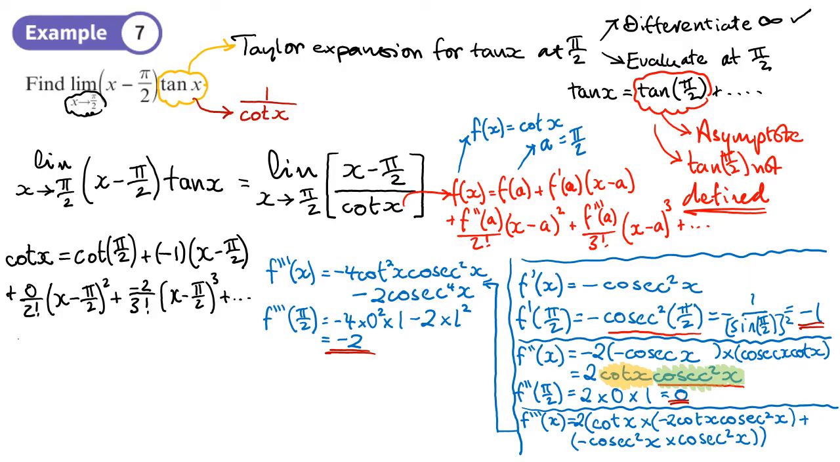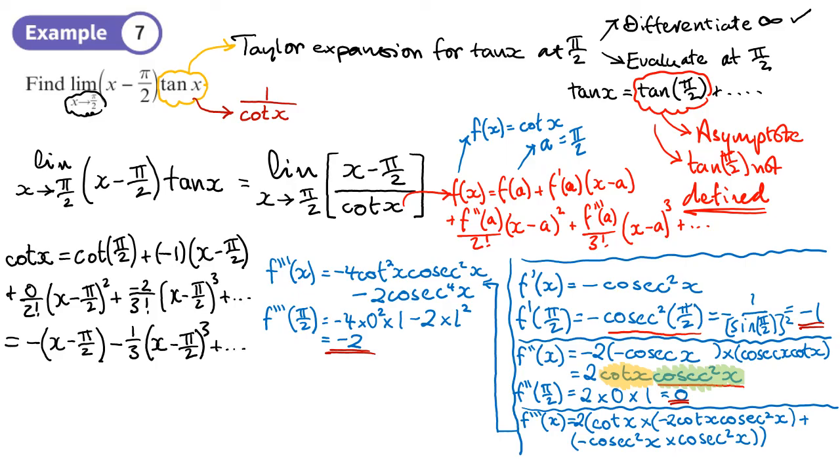Right, now let's simplify this. So first of all, cot of pi over 2 is 0, so we don't need to write anything down. Then this is going to be negative, and then x minus pi over 2. The next term, well, that all disappears because we've got 0 times it by 0. Then the next term, we will have negative 2 over 3 factorial, which is like negative 2 over 6, which becomes negative a third. So minus a third x minus pi over 2 cubed.